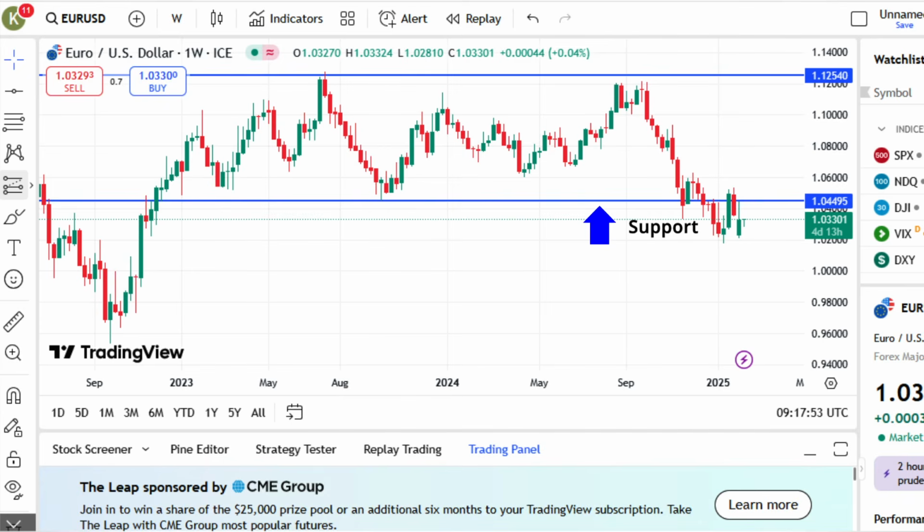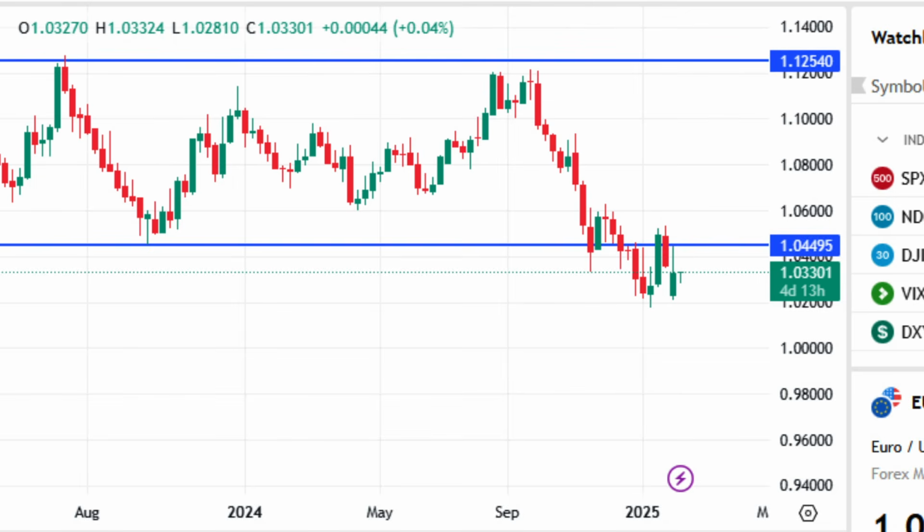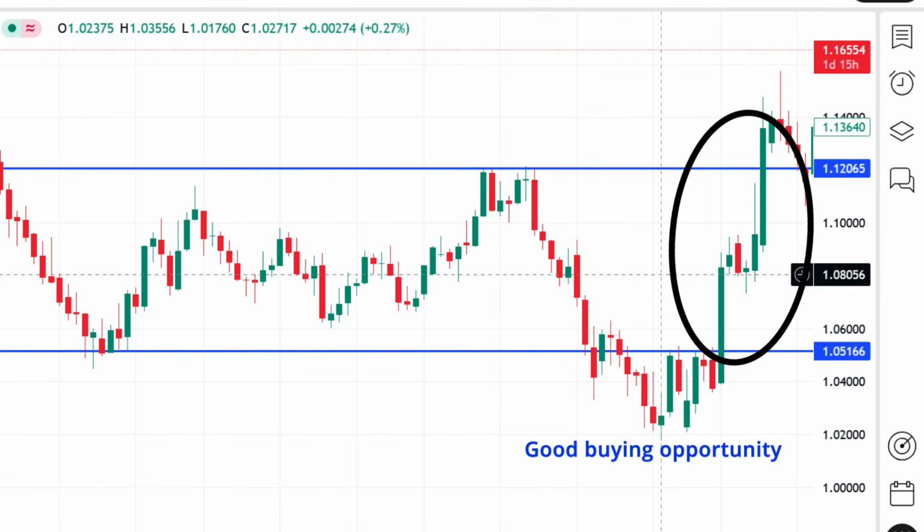In this area, traders are looking for buying opportunities. Now, looking at this chart, the current market behavior, you can see that price is sitting around 1.0330, but just slightly below the support zone. This tells us a few things. If buyers defend this level and price bounces, it could be a good buying opportunity.